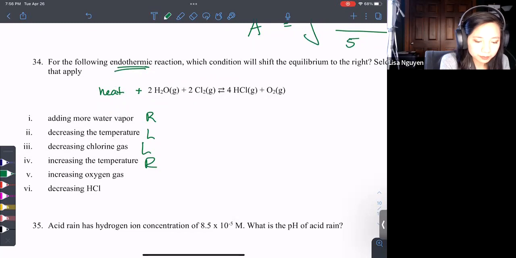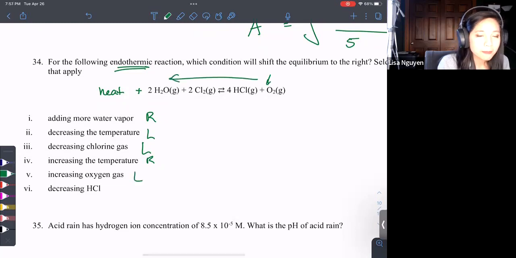Increase oxygen. So we're adding more product here. So the reaction is also going to go to the left, back to the reactants, because we're adding more products in this case.